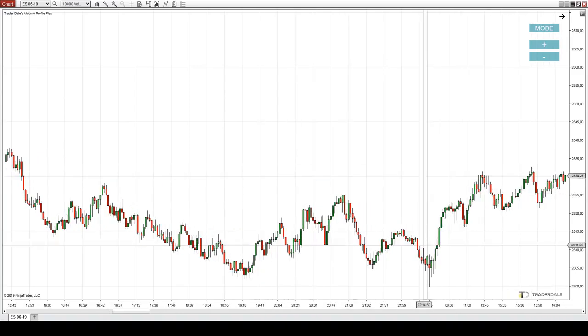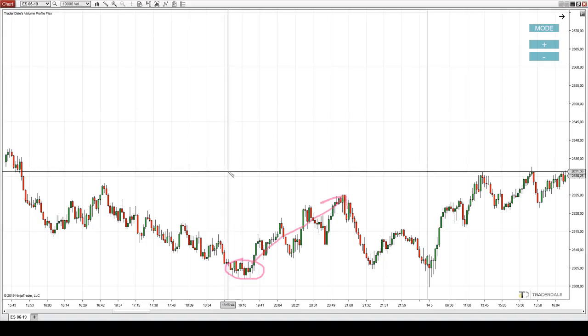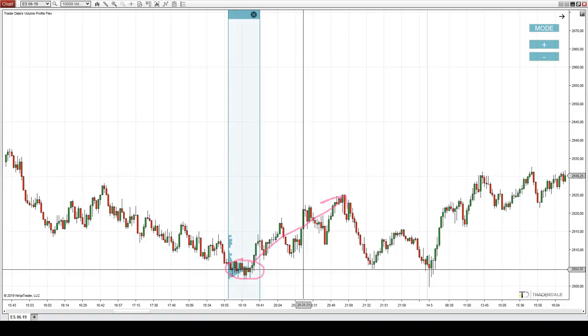And then there is this nice rotation followed by buying activity. So I use the profile over this rotation to see where the volumes were. It wasn't here. So you wait for a pullback, go long from there. All right, pretty simple.